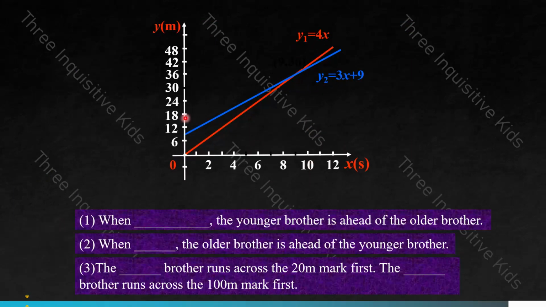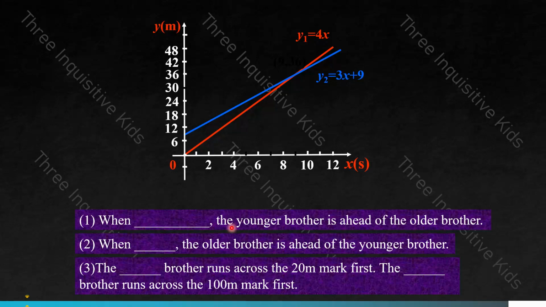This is our graph that we can make out of the quantitative relationships from the variables and the word problem. Here we have y1 is equal to 4x, which is the function for the elder brother, and the younger brother's function is y2 is equal to 3x plus 9. Let's break the thinking down into 3 questions that we ask ourselves. When, blank, is the younger brother ahead of the older brother?